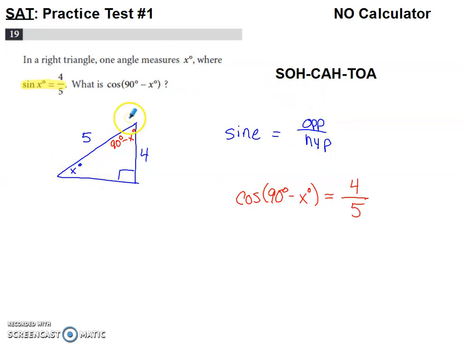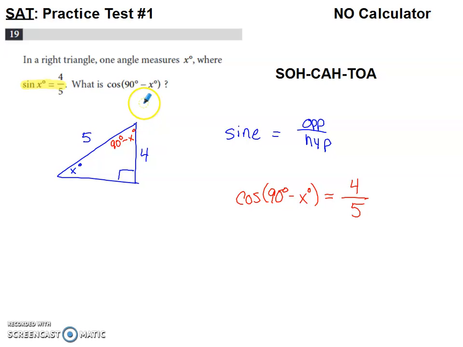hypotenuse. So if I drew myself a right triangle and called the angle in the lower left x degrees, I could call any angle x degrees, but I just have to make sure I label the sides appropriately based on what they tell me sine of x degrees actually is. So opposite of angle x, I'm going to have 4 units, and then the hypotenuse of the triangle is going to be 5 units, since they tell us sine of x is 4 over 5.